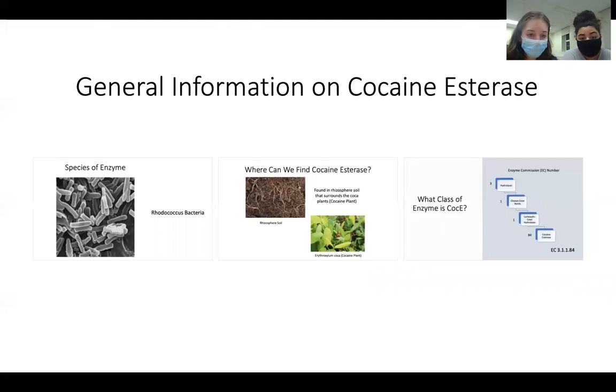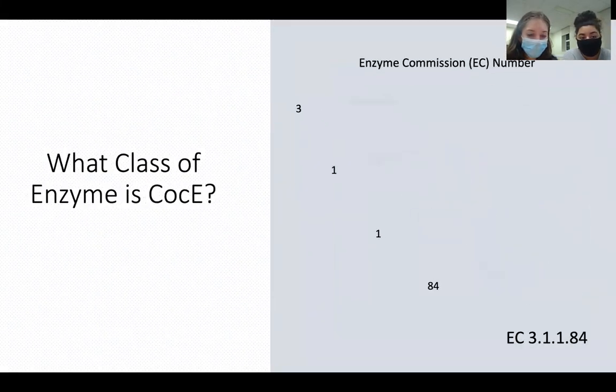The way that this enzyme and all other enzymes are classified is by using something referred to as an enzyme commission number, or the EC number. This numerical classification is a way to distinguish a particular enzyme based on the chemical reaction that enzyme catalyzes. So for the enzyme cocaine esterase, its EC number is 3.1.1.84.